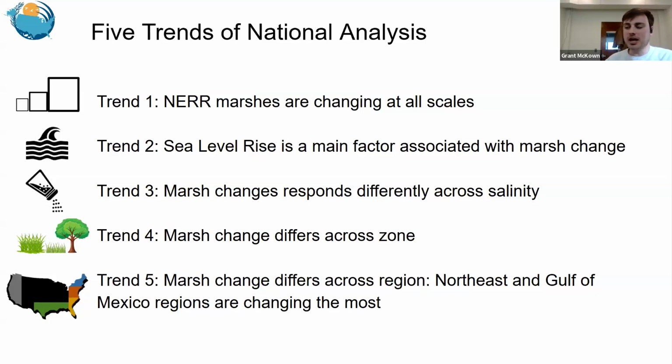In trend 4, we saw it across different zones between the low, mid, and high zones. And we also saw that at the region level too. If you're in the Northeast or the Gulf of Mexico, you usually saw declines in cover and species diversity, whereas in the Mid-Atlantic, you actually saw gains in cover and species diversity.